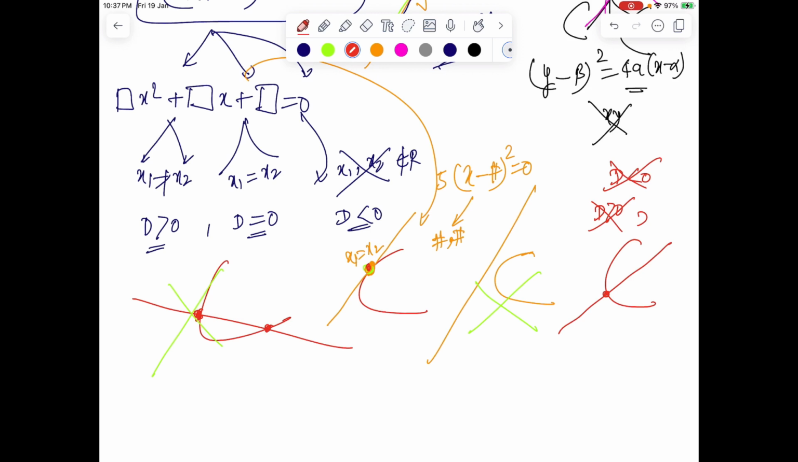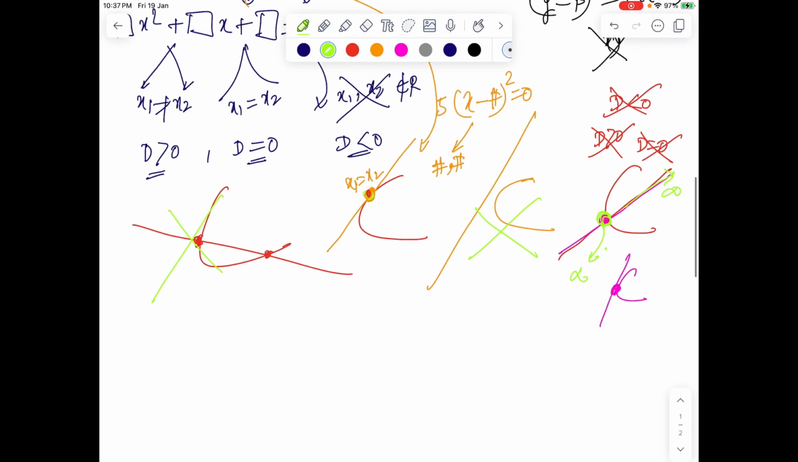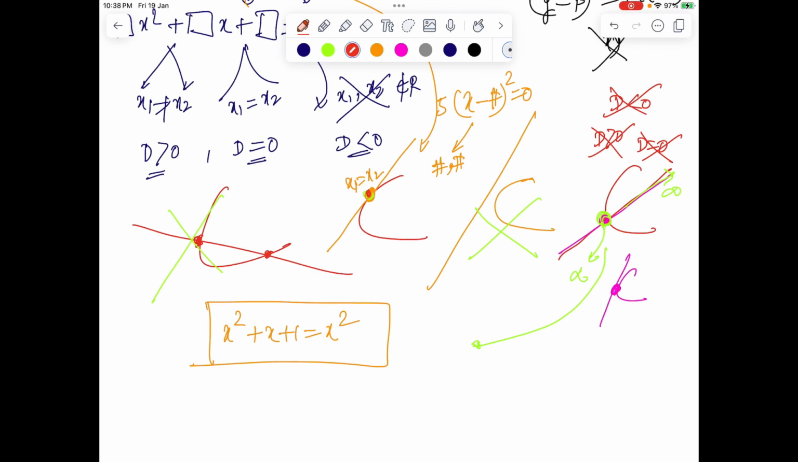So is it D greater than 0? Clearly no. Is it D less than 0? Clearly no. So what about D equal to 0? Clearly no, because the roots are equal. D equals 0 will be the tangential case, and the axis cannot be tangent to this. So basically the case here is that one of the roots you are getting, let's say alpha, and the other root is at infinity. Let me justify this situation a little bit. So let's say you have the equation x square plus x plus 1 equals x square.